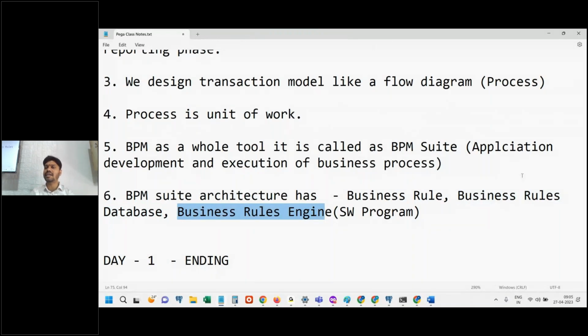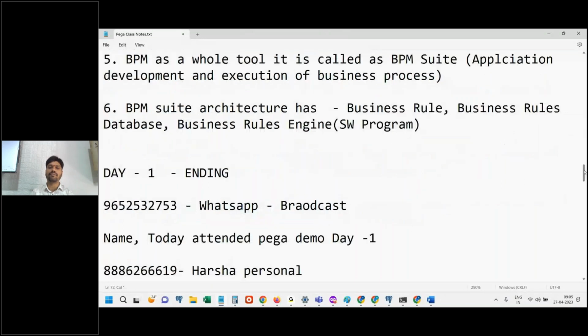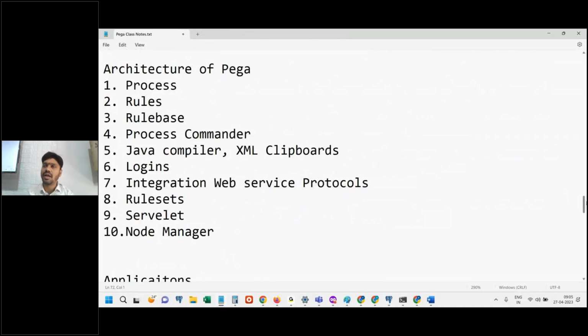So in detail, what do you have in the architecture of PEGA? That is what we have discussed, and I explained it using a diagram. Process is there, rules are there, rule base, process commander. And Java compiler and XML clipboards are there. Logins can be created on the environment. Integrations can be done using web service protocols. These three I did not tell you, but I have written here.